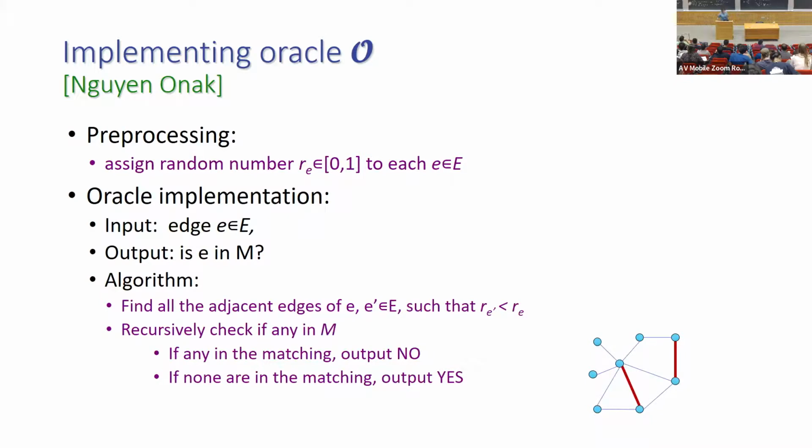If any of them were put in the matching, then I know that I cannot be put in the matching, so I output no. But if none of the preceding edges that are neighboring to me were put in the matching, then I would have been put in the matching by the greedy algorithm. So I put myself in and I output yes, okay? So that's the idea. I can somehow figure out locally.